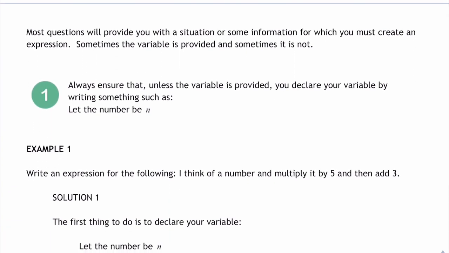Now, for most questions, you'll be provided with some sort of situation or some information, and you must create an expression. Sometimes the variable is provided, sometimes it's not. So always ensure that if the variable is not provided, then you declare the variable. You declare the variable by saying something like, let the number be n. That might not be the specific word you have to use. You might choose a different letter. It really depends on the example and the question.